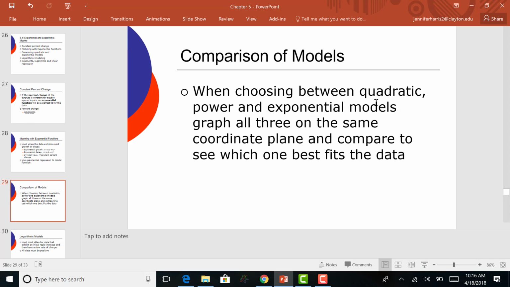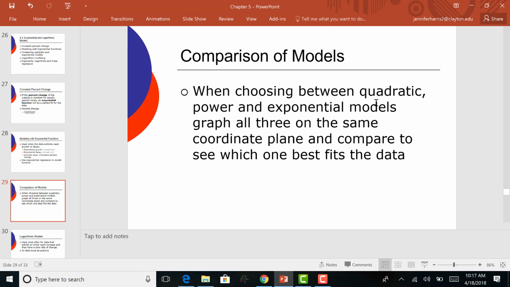This next one says when you get to the homework, it's going to ask you to choose between quadratic, power, and exponential models when you graph them all on the same graph. And you want to see which one is going to be a better fit. So, example, here is my graph. One of my graphs looks like this. Another graph looks like that. And another graph, let's do that one in black, looks like this. Which one is a better fit for the data? That's what they're going to ask you.